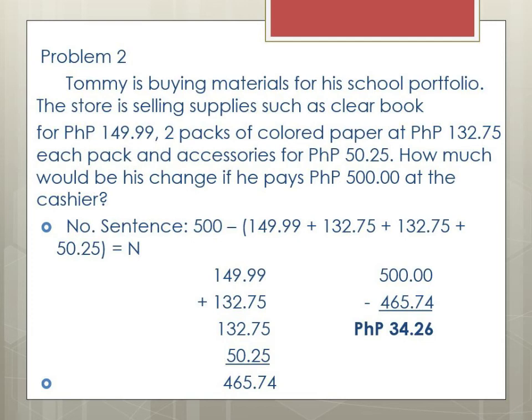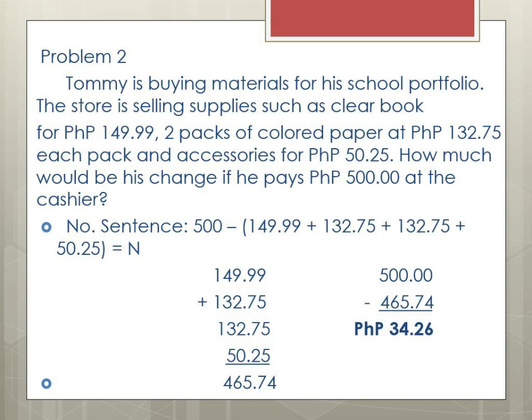So we have 9 plus 5 plus 5 plus 5 is 24, carry 2. 2 plus 9 is 11, plus 7, 18, plus 2, 20 plus 7, 27, carry 2. Then 2 plus 9 is 11, plus 2, 13, plus 2, 15, carry 1. 1 plus 4 is 5, plus 5 is 10, plus 3 plus 3 is 16, carry 1. 1 plus 1 plus 1 plus 1 is 4. So the total cost of the items that Tommy bought is 465 pesos and 74 centavos.